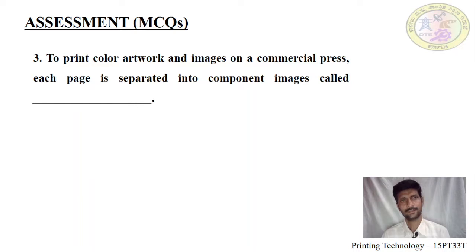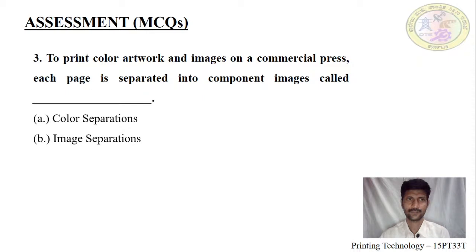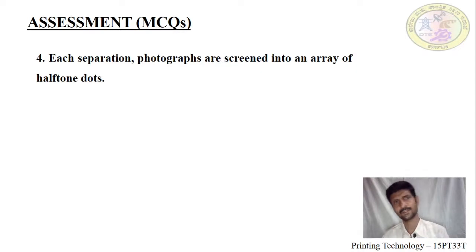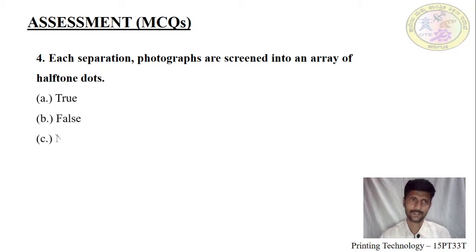Dash. To print color artwork and images on a commercial press, each page is separated into component images called dash. Color separations, image separations, artwork separations, or none of the above? To print a four-color job, we require dash separations. Next question: each separation of photographs is screened into an array of halftone dots, whether it is true or false. True, false, not at all, or none of the above?